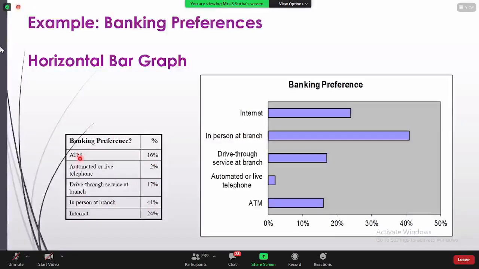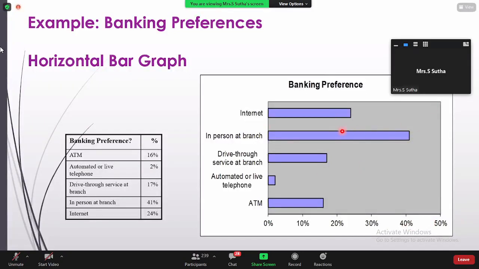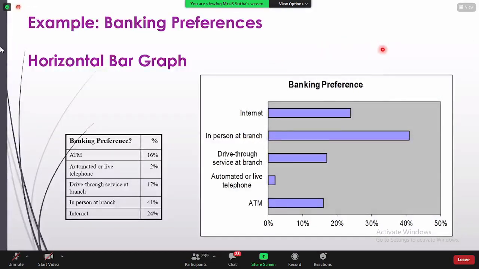So based on these measurements, there are 5 non-overlapping classes. In the horizontal graph, we are taking the classes on the vertical axis and the percentage on the horizontal axis. This type of graph is called the horizontal bar chart, right? Then is there any doubt on this graph?